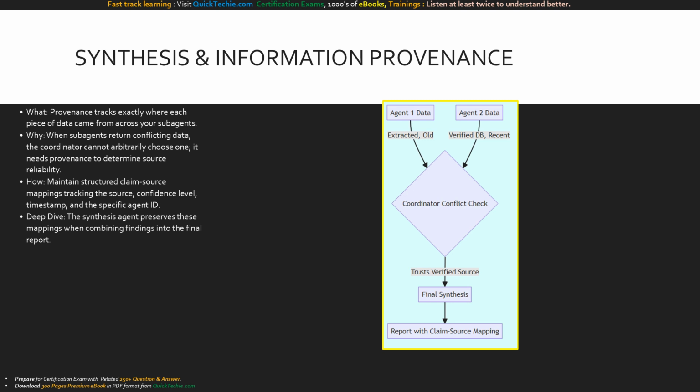Here we visualize provenance in action. Agent 1 provides older, extracted data, while Agent 2 provides recent, verified database data. The coordinator uses this provenance metadata to resolve the conflict intelligently, passing the most reliable data to the final synthesis.